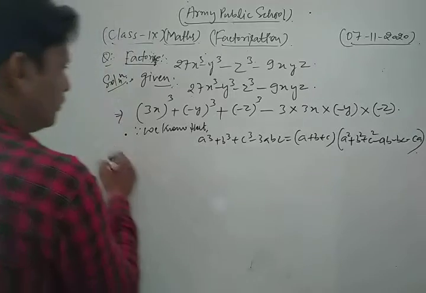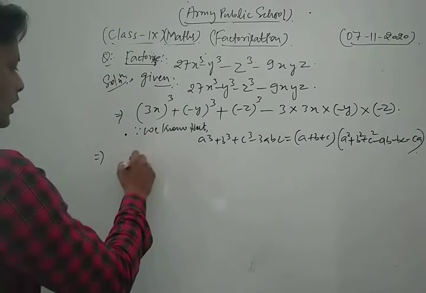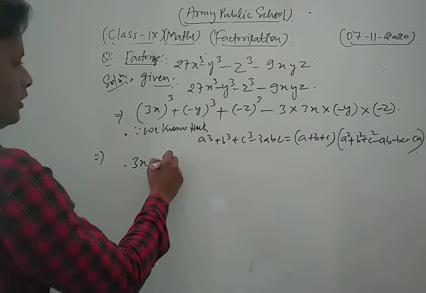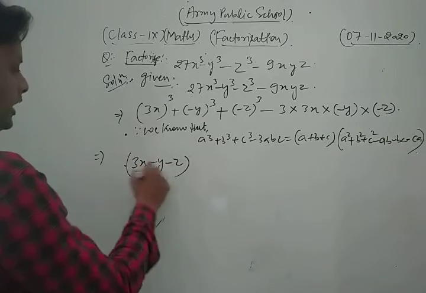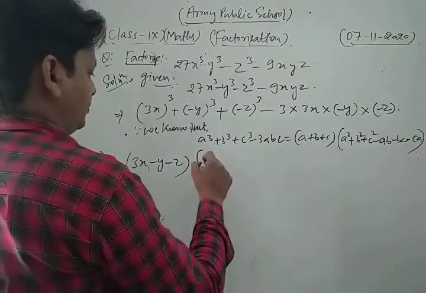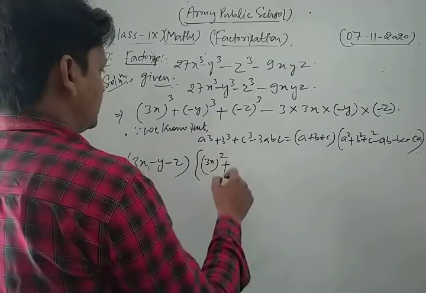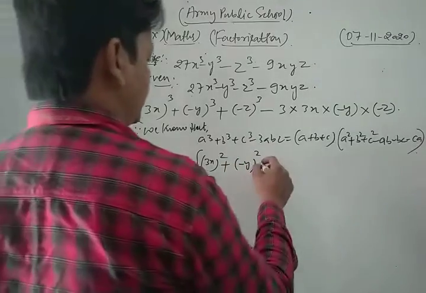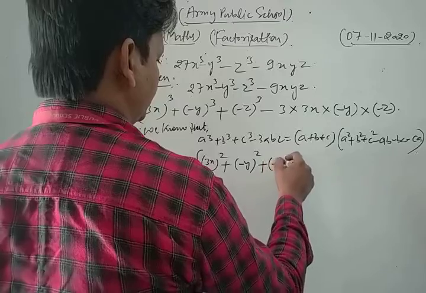Now we expand them, what do we get? a plus b plus c means what? a is 3x, b is minus y, and c is minus z, in brackets. And in another bracket we can write: a square means what? a square plus b square, which is minus y square, plus c square means what?